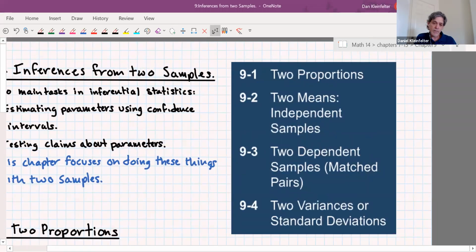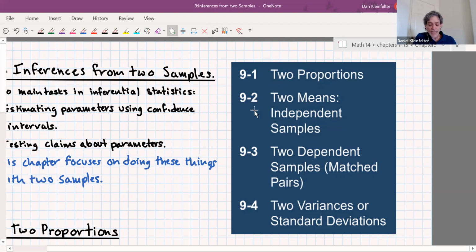The first one, which we're going to work on in this video, is 9.1, and it's about two proportions. So if we have two separate samples, let's come up with a hypothetical. Let's say we have a set of buses in two cities. We'd like to know what is the proportion of buses that run on time in, let's say, Desert Hot Springs versus the proportion of buses that run on time in Palm Desert.